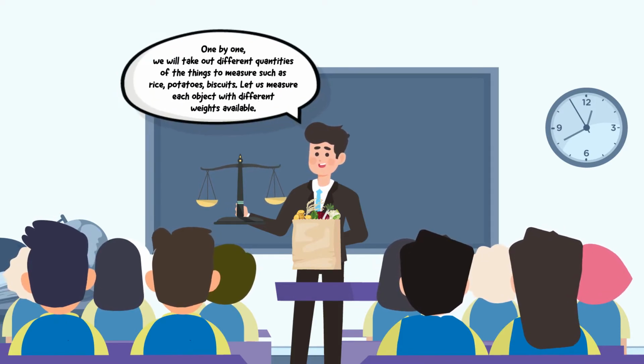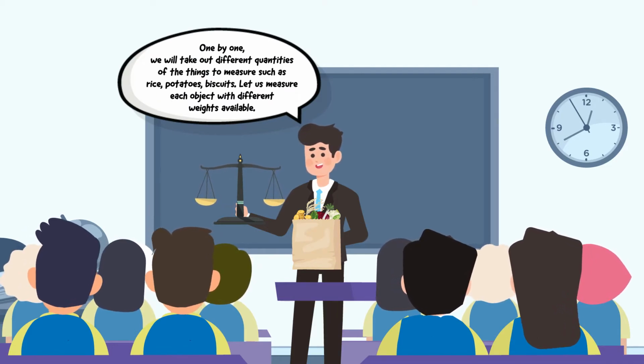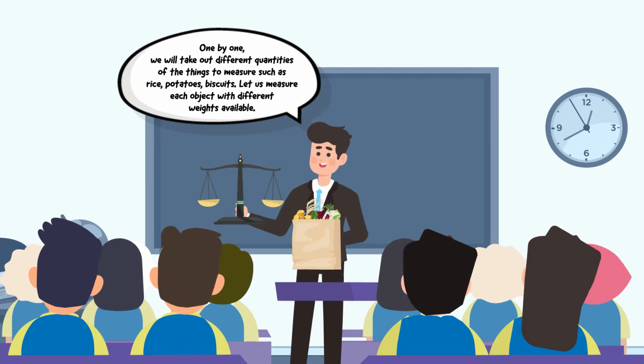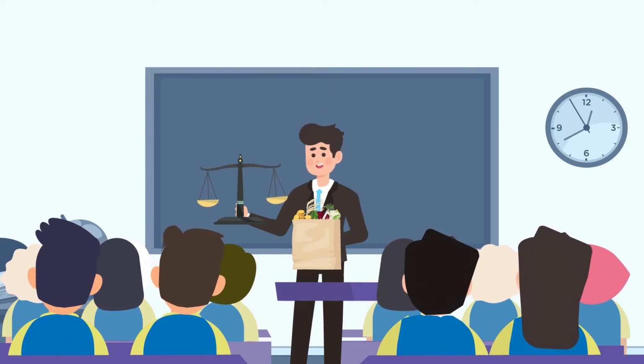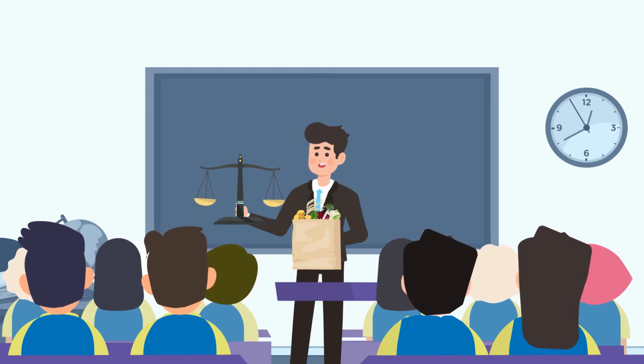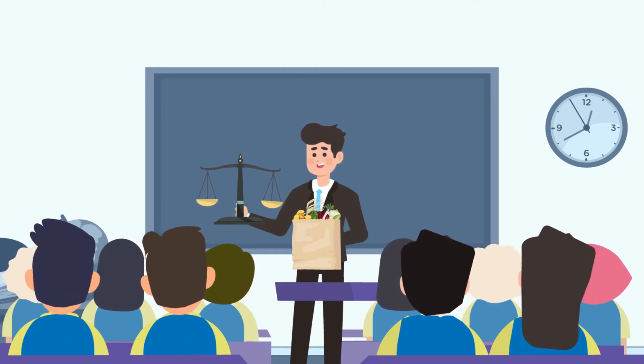Tell them, one by one, we will take out different quantities of the things to measure, such as rice, potatoes, biscuits. Let us measure each object with different weights available. Show the students the different quantities measured. Mention their numerical quantity along with the unit of measurement.